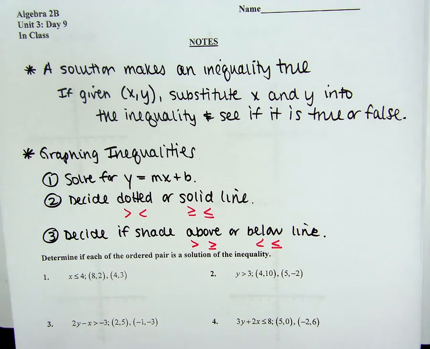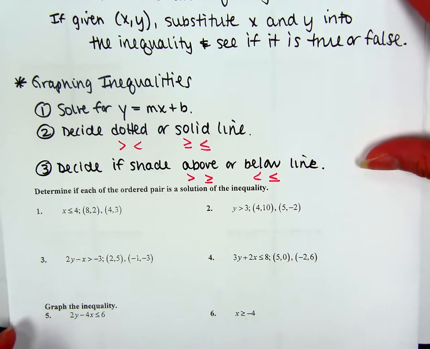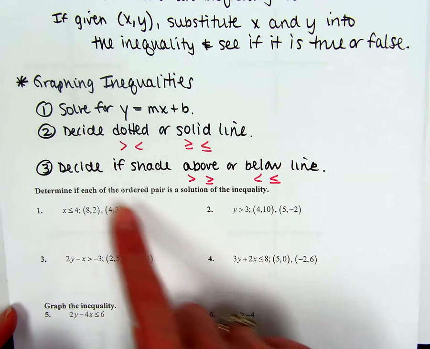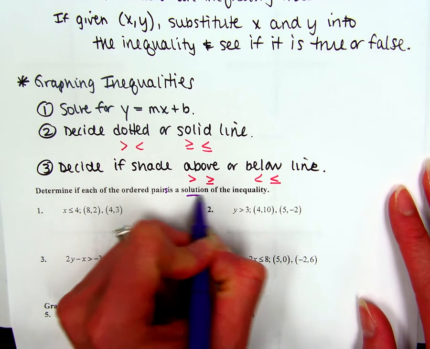Okay, so today we're going to be graphing inequalities and also checking to see if ordered pairs are solutions of inequalities. So here are the notes. If you need to pause the video, go ahead and do so, but we're just going to move ahead to problem number 1. It says determine if each of the ordered pairs is a solution of the inequality.